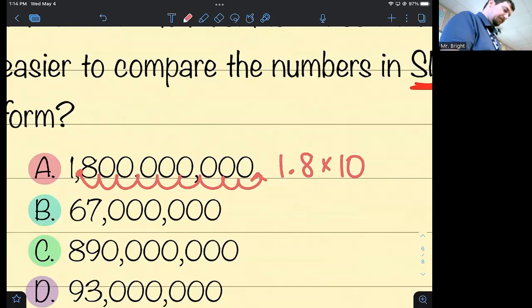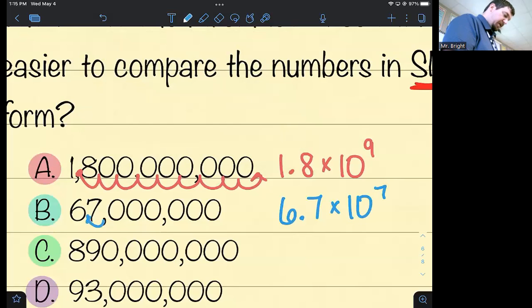That's right. Yep, times 10 to the power of 9. You've got to move it 9 times to get to the end. Okay, example B. Shane, tell me what this number would be in scientific notation. Times 10 to the power of 7. 1, 2, 3, 4, 5, 6, 7. I'd have to agree. Now, can you tell me which of those is bigger?